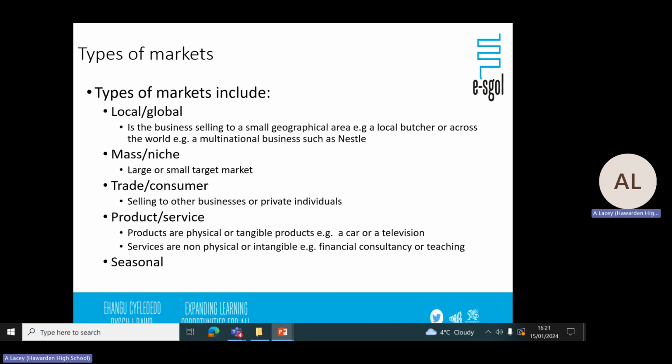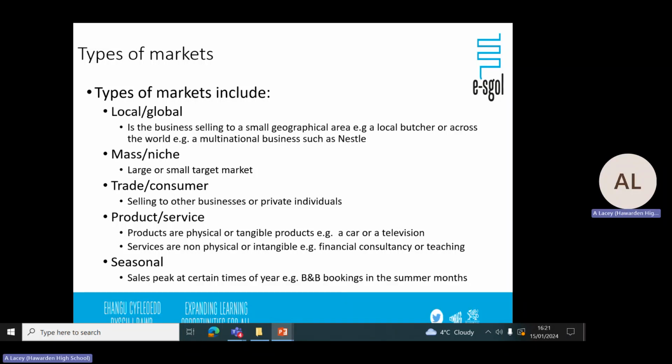You've got your mass and your niche. Mass is a large target market and niche is a small target market. You've got trade, which is selling to other businesses, and consumer is selling to private individuals. You've got product or service. Products are physical, tangible items, for example your car, your TV, your tables, anything you can touch. And services are non-physical, intangible items like hairdressing or teaching or financial consultancy, etc.